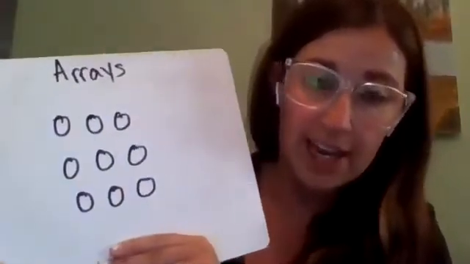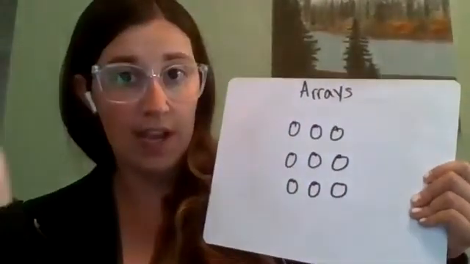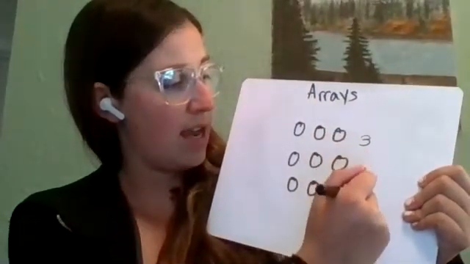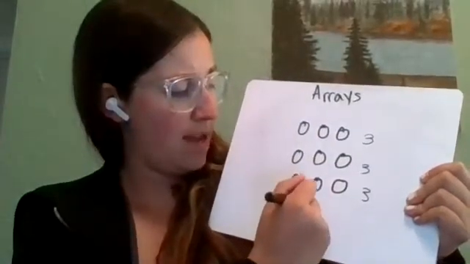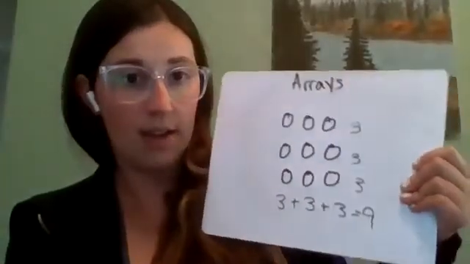It might ask you in math today to change the total. So you might have a total already, and then it's going to ask you to change it. So let's look at this array right here. Before I even change it, I'm going to see if I can figure out the total. Well, I see 3 rows of 3. So I could skip count by 3. 3 plus 3 is 6, plus 3 equals 9.